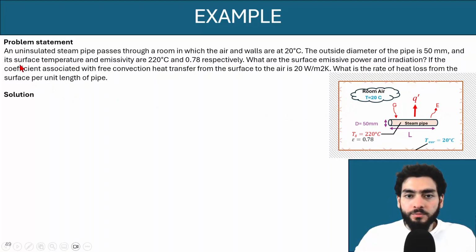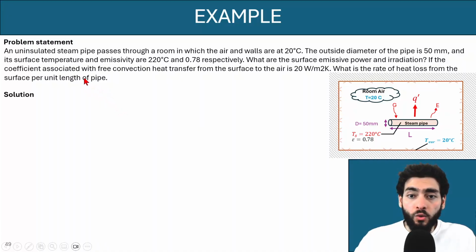So the problem statement states that you have an uninsulated steam pipe that passes through a room in which the air and the walls of the room are both at 20 degrees Celsius. The outside diameter of the pipe is 50 millimeters, and its surface temperature and emissivity are 220 degrees Celsius and 0.78. So, what are the surface emissive power and irradiation that is occurring on the steam pipe?